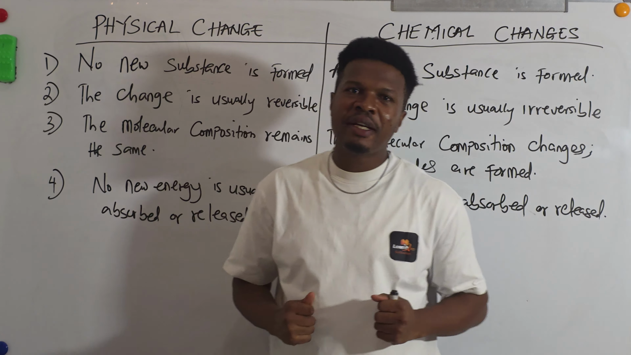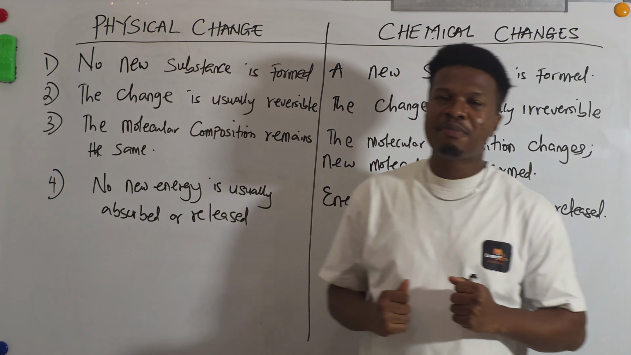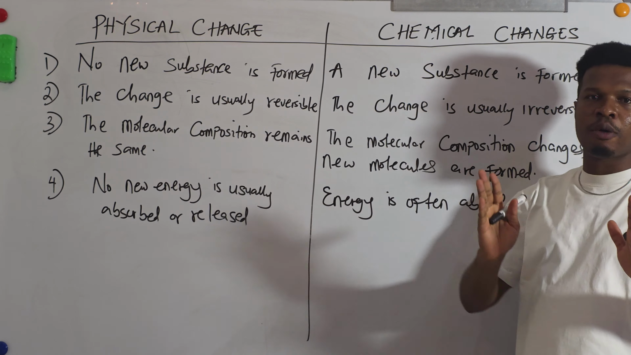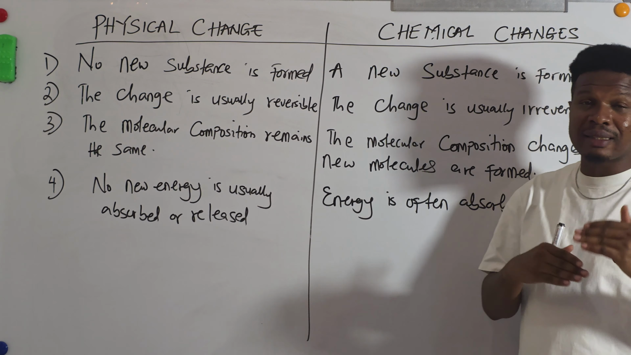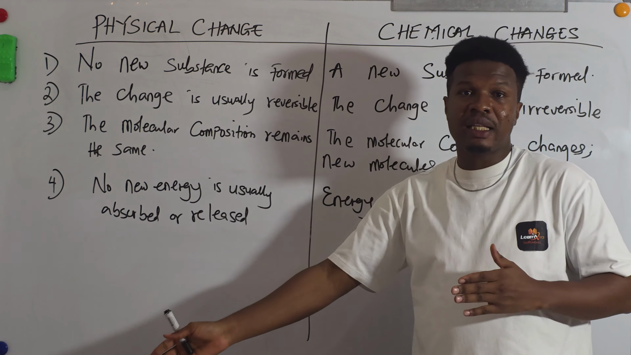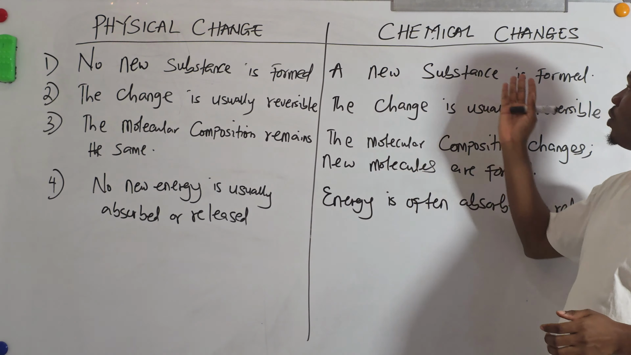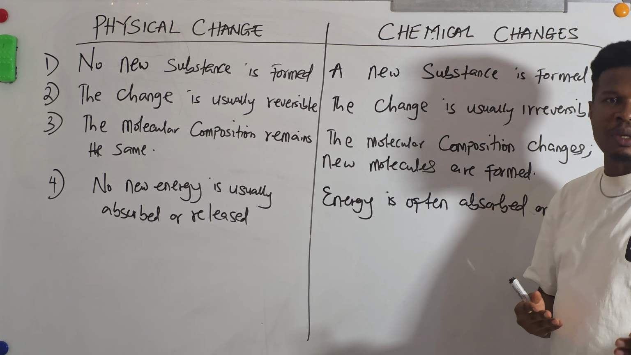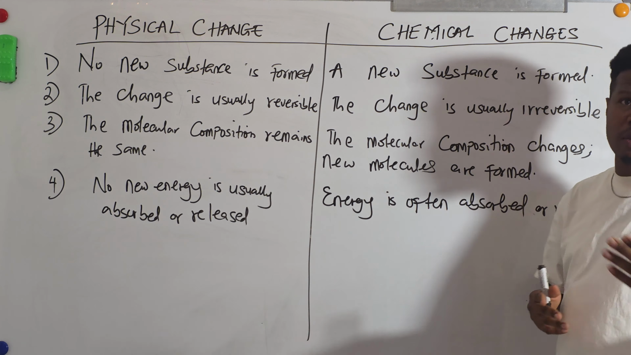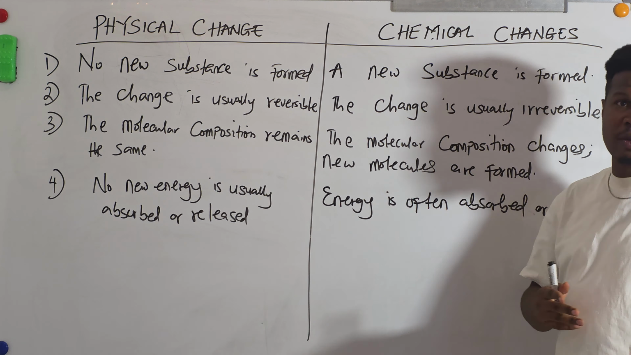So let's look at the differences between physical and chemical changes generally. For physical changes, no new substance is formed. Nothing new is formed. It's the same thing that started the change that ended the change. But in a chemical reaction, new substances are formed, and we call these substances products, right? The reactant and the product. So products are being formed, which are different from the reactants.